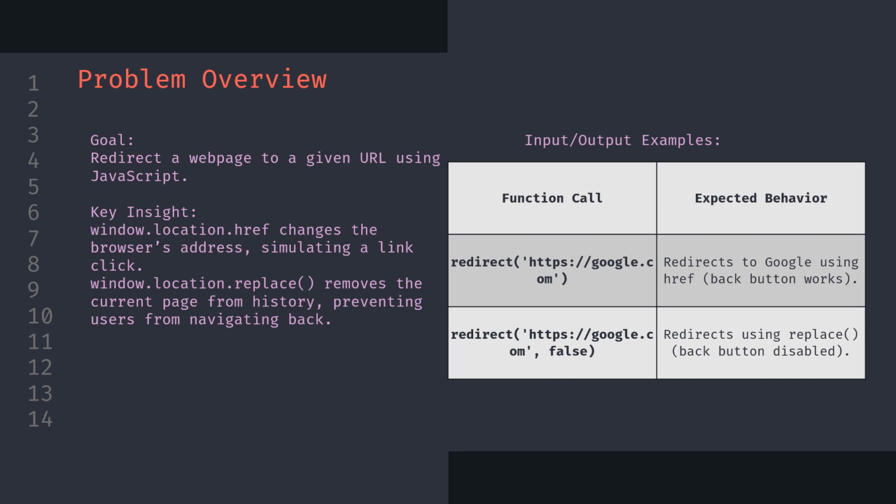Redirecting in JavaScript can work in two ways. One that allows users to go back using the browser's back button, and another that prevents it, creating a seamless transition.